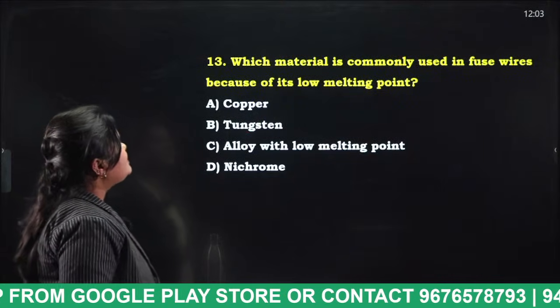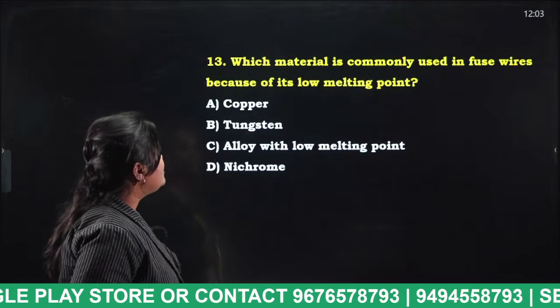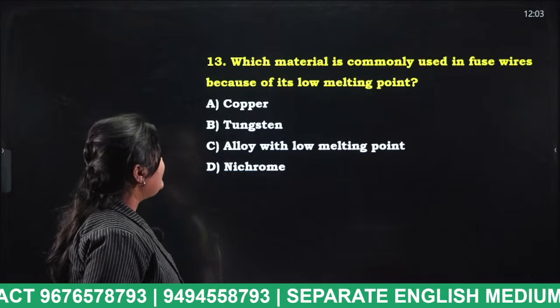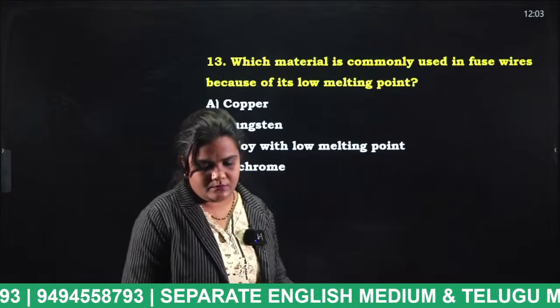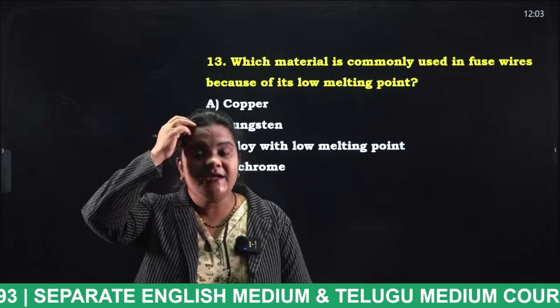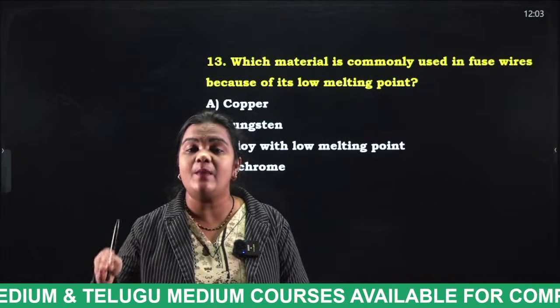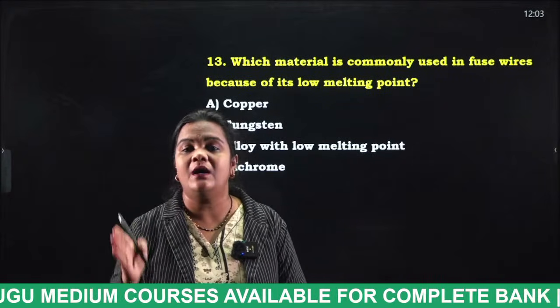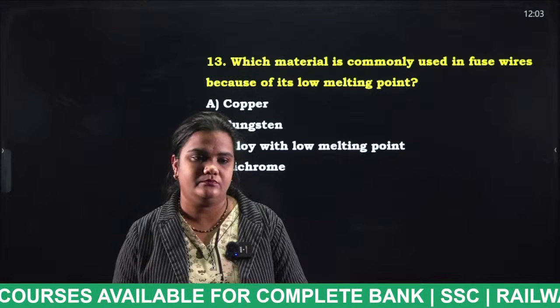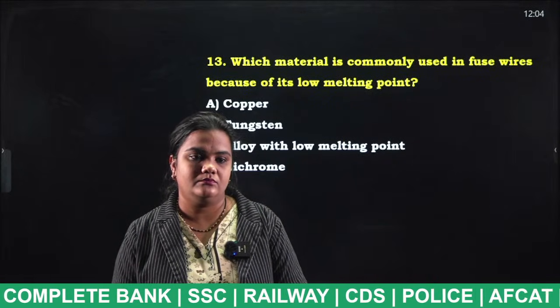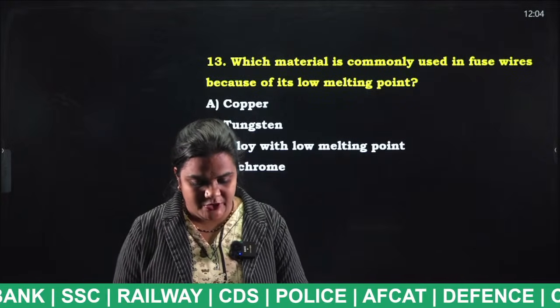Which material is commonly used in fuse wires because of its low melting point? Copper, tungsten, alloy with low melting point, nichrome. In order to break the current passage, the fuse must be made up of which type of material? Tell me, students.